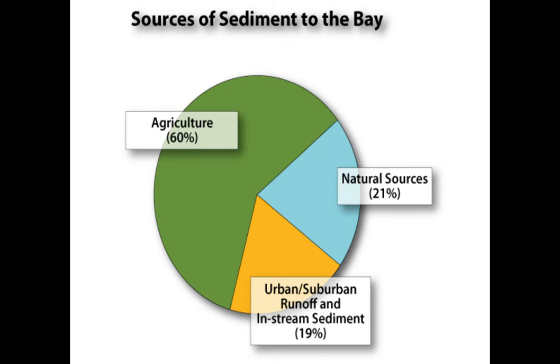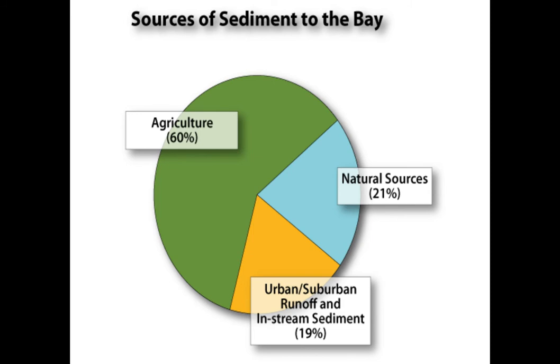Sediments are loose particles of clay, silt, and sand. When suspended in water, sediment can block sunlight from reaching underwater bay grasses. As sediment settles to the bottom of the bay and its rivers, it smothers bottom-dwelling animals, such as oysters. Sediment can also carry high concentrations of phosphorus and toxic chemicals.